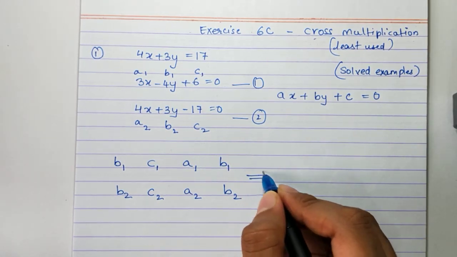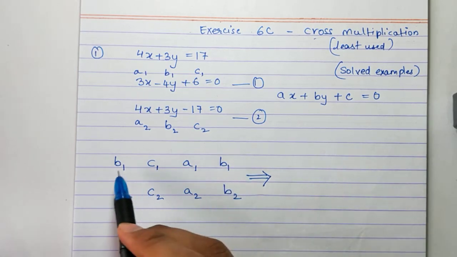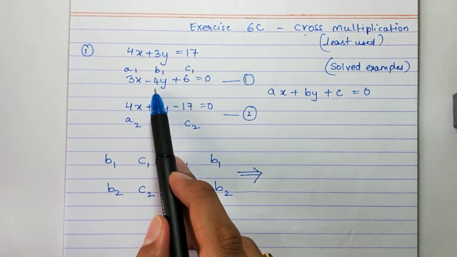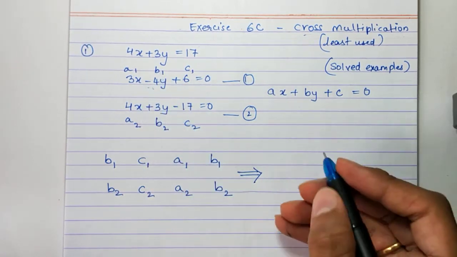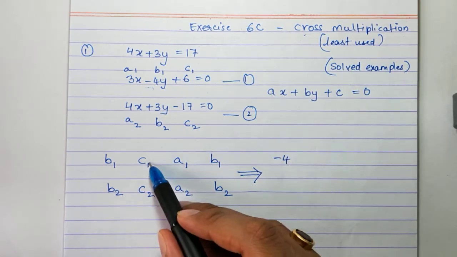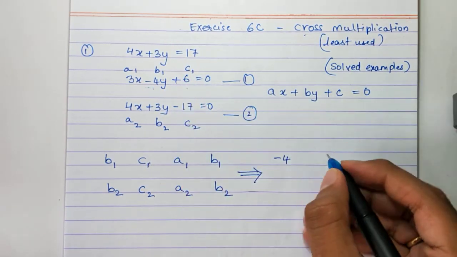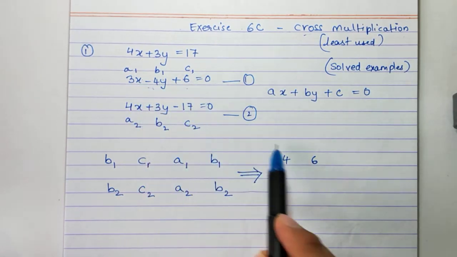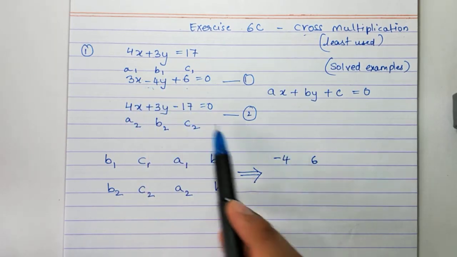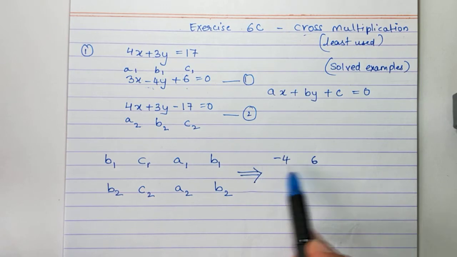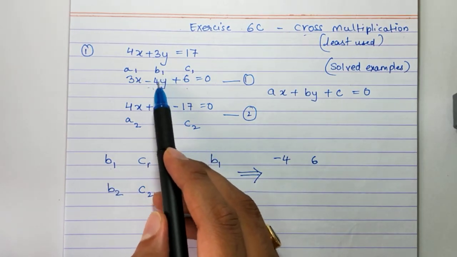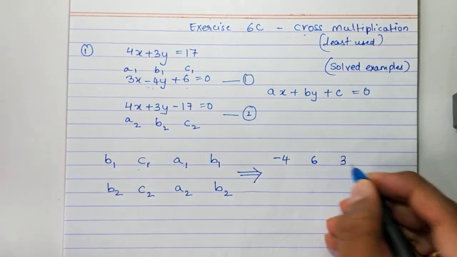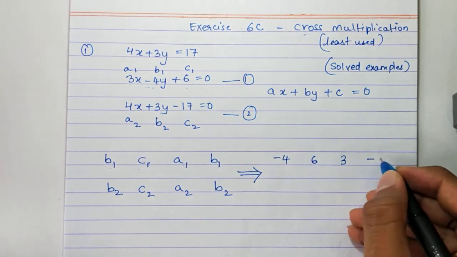Now let's substitute their values. What are the values of b1, c1, a1, b1? b1 is -4, along with the sign. c1 is +6. Remember, I am writing the coefficients, the numbers, not the variables. x and y are not to be written here, only the numbers that come along with them. So b1 means this number, the coefficient of y. c1 is 6, a1 is 3, and again b1, which is -4.